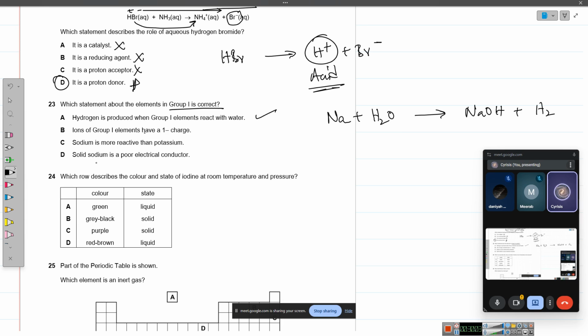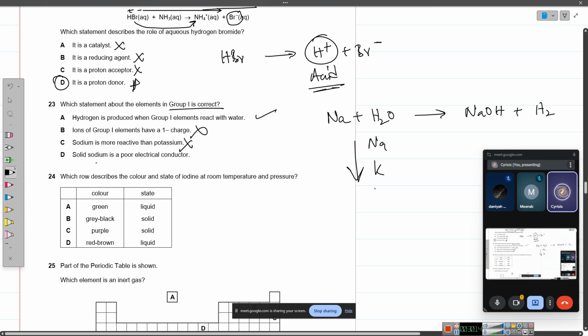Ions of group 1 elements have -1 charge, not possible. They are metals, so they will always have positive charge. Sodium is more reactive than potassium, not possible. Sodium is on top, potassium is at the bottom, so reactivity increases down the group. Potassium is more reactive, right?